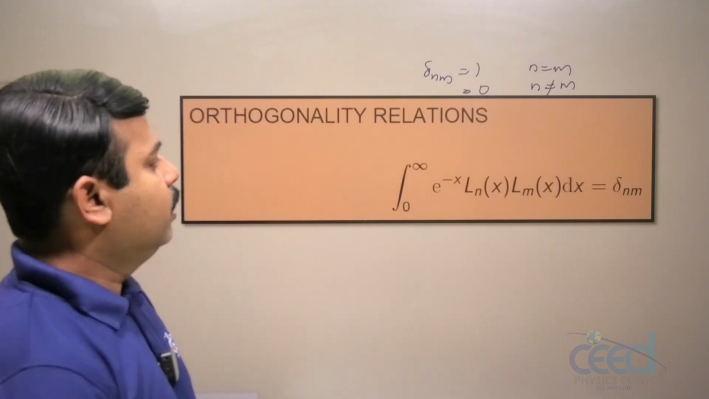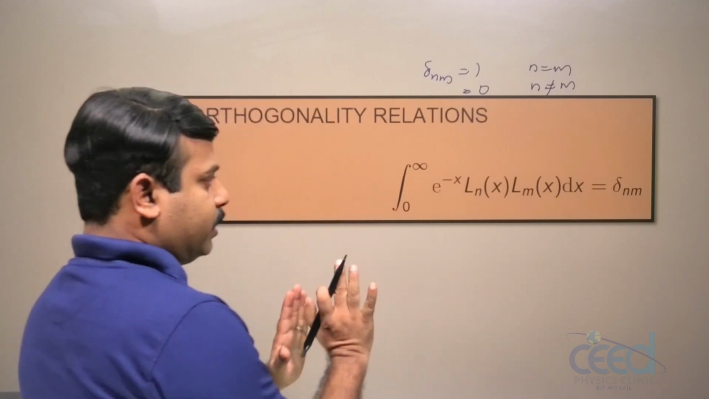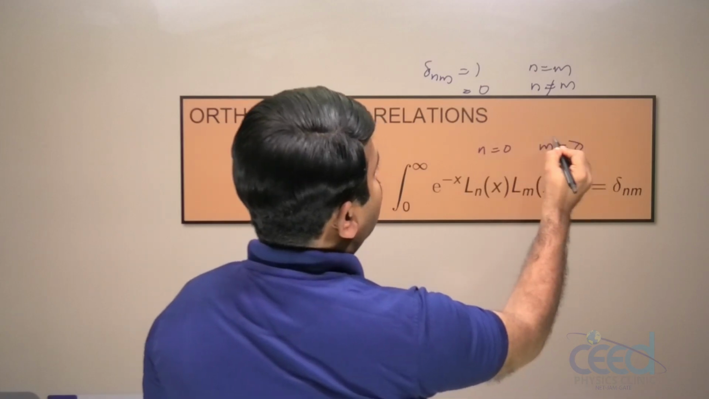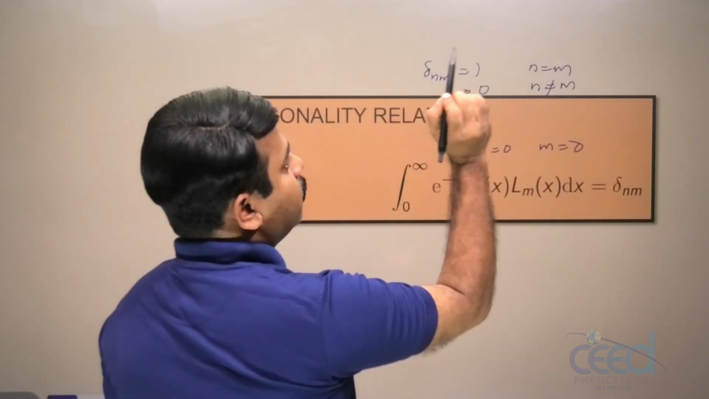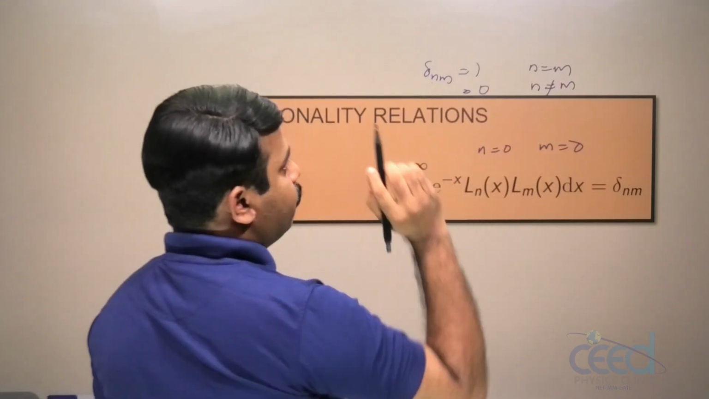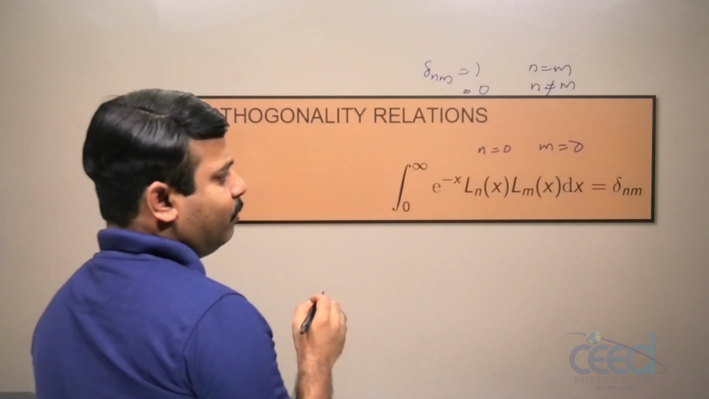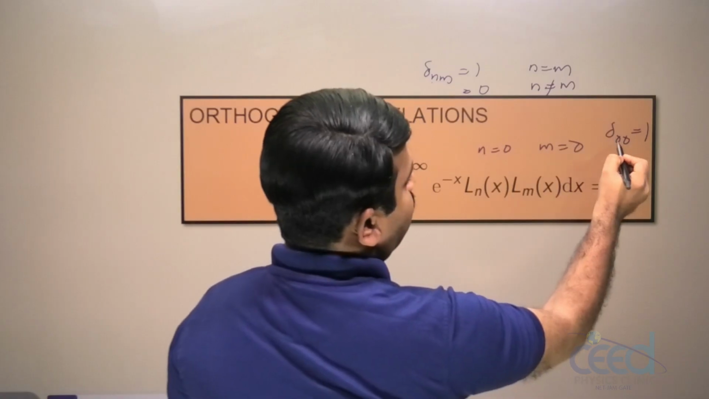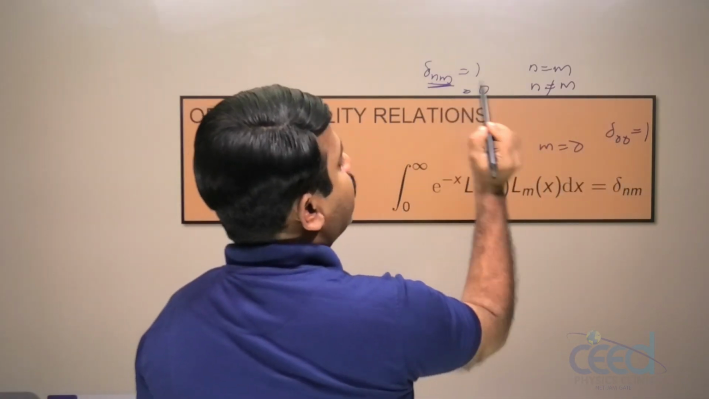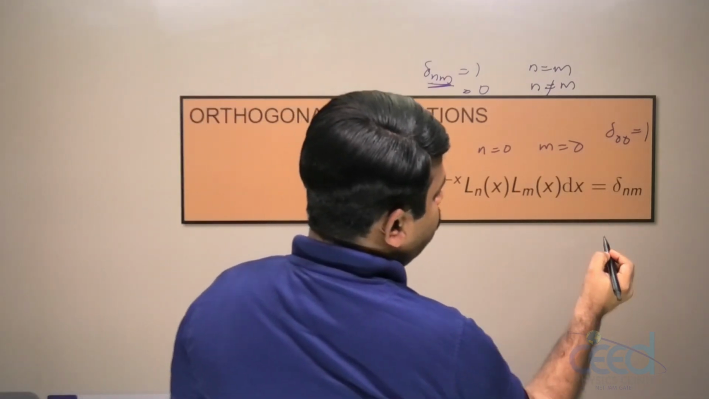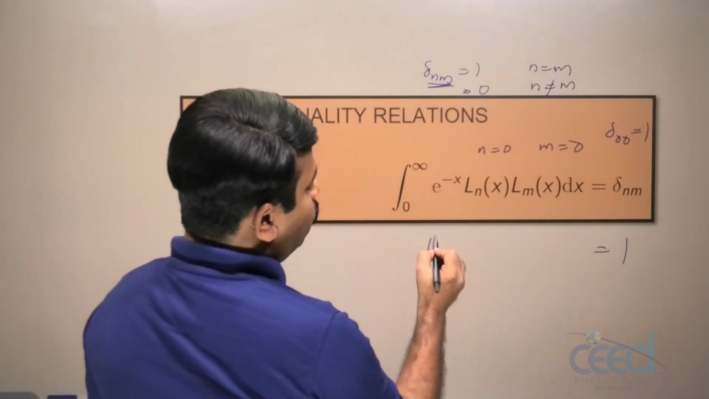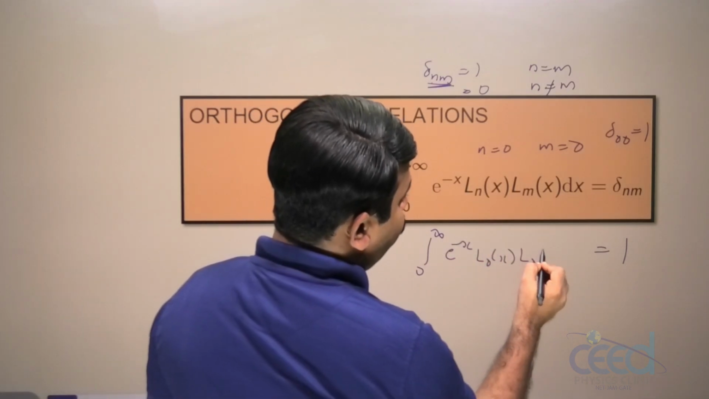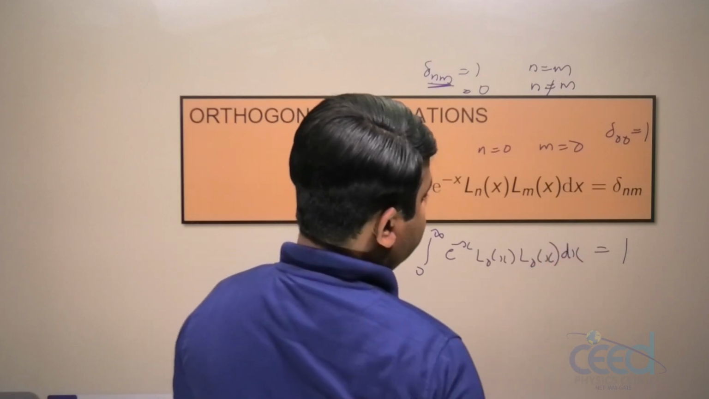Now look here, e raised to minus x. Okay, we can check. See, put n equal to 0, m equal to 0. Then Dirac delta 0 0 is 1, right? Because n is equal to m. Then we are getting Dirac delta 0 0 is 1 because m is equal to n. Then the integral from 0 to infinity of e raised to minus x L0 of x, m also 0, L0 of x dx is equal to 1. This we are getting.